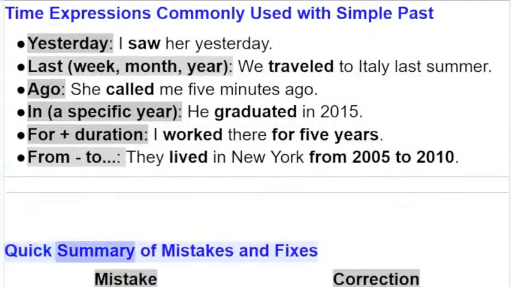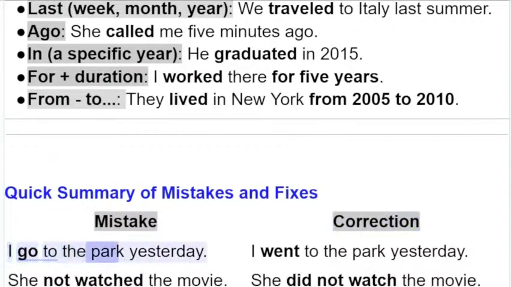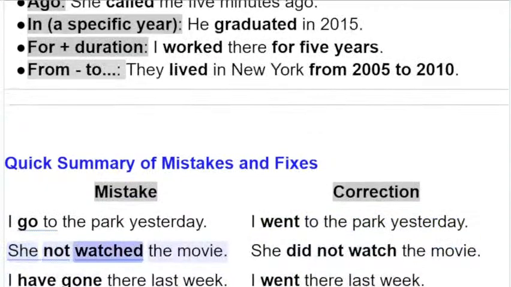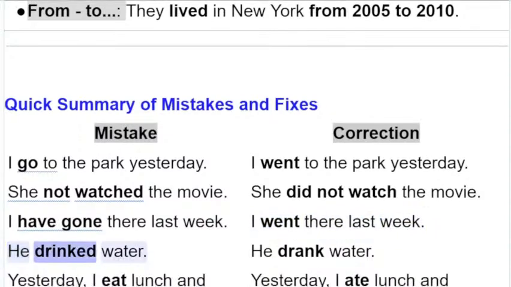Quick summary of mistakes and fixes. Mistake, correction. I go to the park yesterday. I went to the park yesterday. She not watched the movie. She did not watch the movie. I have gone there last week. I went there last week. He drank water.